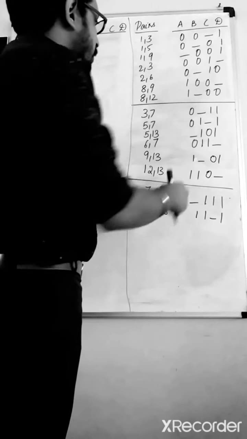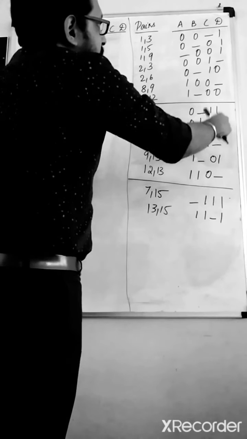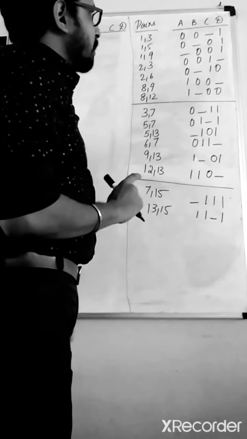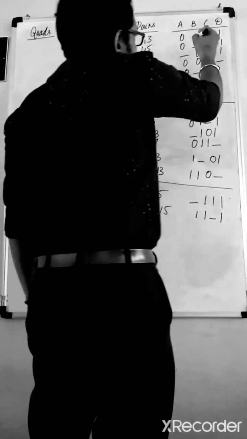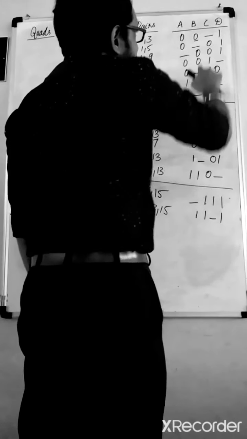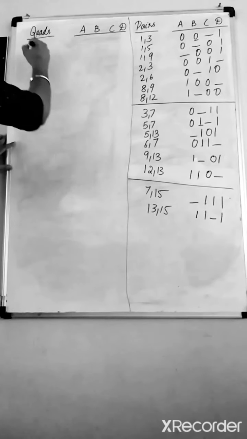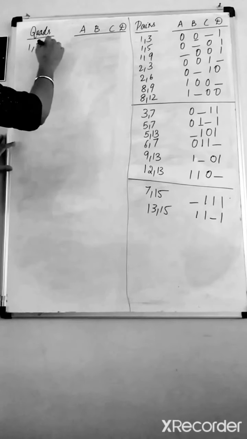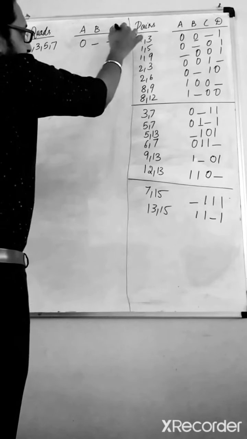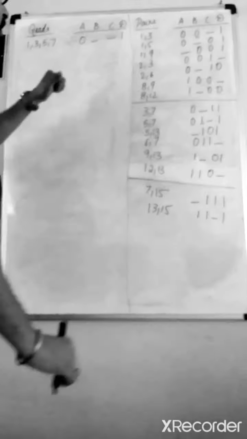0, 0, dash 1 and 0, 1, dash 1. What we understand is there is a 1 bit change in this part, that is 0 and 1. Hope you got it. So what we need to do is write 1, 3, 5, 7, and the corresponding value will be 0, dash, dash, 1. Got it? Okay. Let's continue.